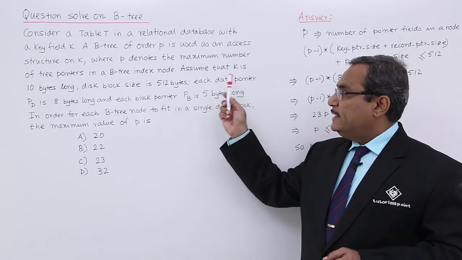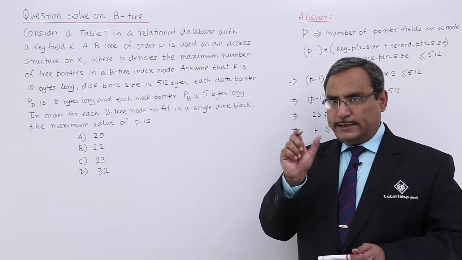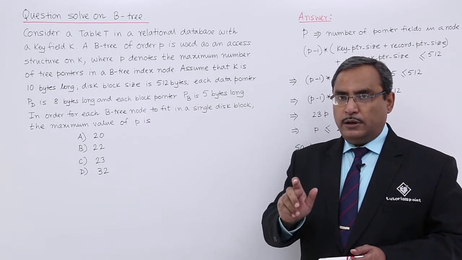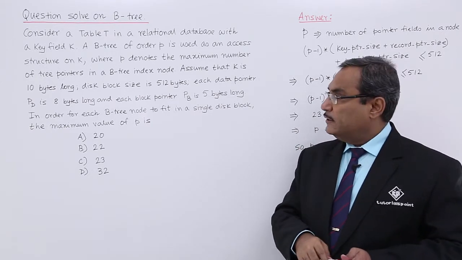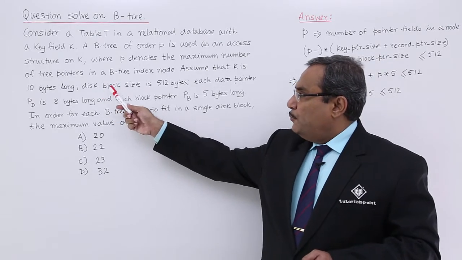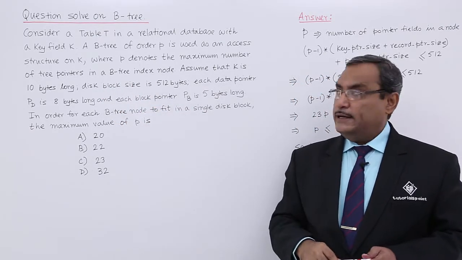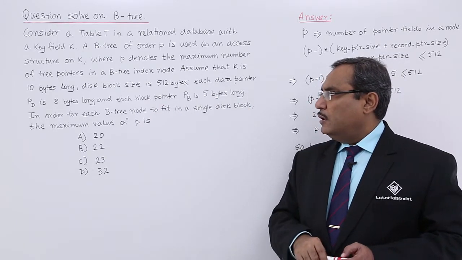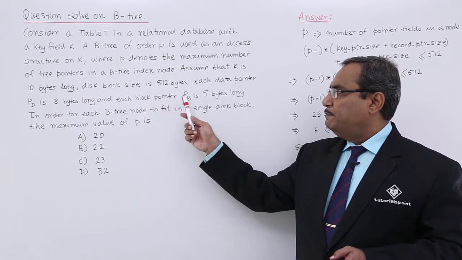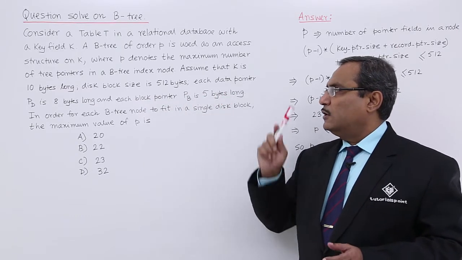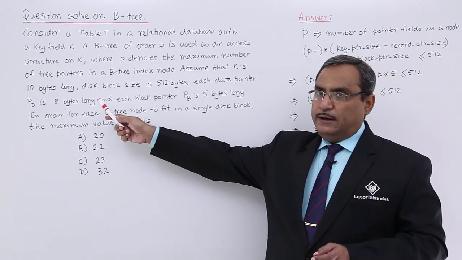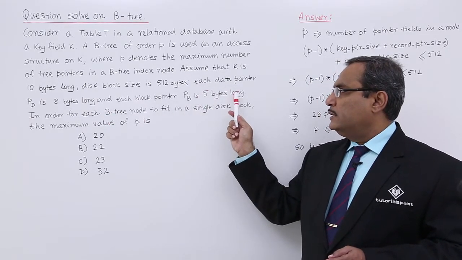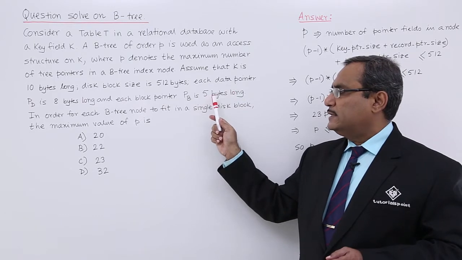Assume that K is 10 bytes long. So that is the key field in the relational database table, which is 10 bytes long, and P is the number of pointer fields. Disk block size is 512 bytes. Each data pointer PD is 8 bytes long and each block pointer PB is 5 bytes long. So PD denotes the data pointer, and PB denotes the respective block pointer, that is 5 bytes long.